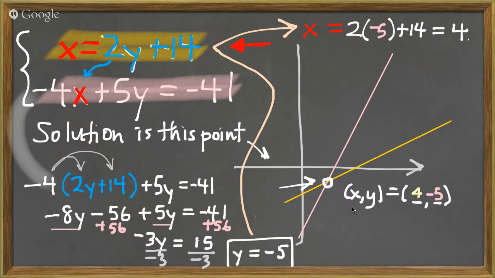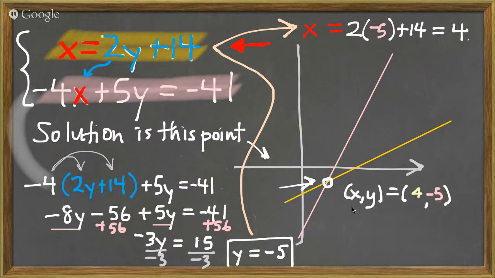So the point of intersection of these two lines, or the solution of this linear system of equations, is (x, y) equals (4, negative 5). And to use substitution to do that, all we did was take that first equation, which is telling us that x and 2y plus 14 are the same at our intersection point, and substituted the 2y plus 14 into the second equation in place of the x. That has the effect of getting rid of our x and letting us solve for y, which is awesome.